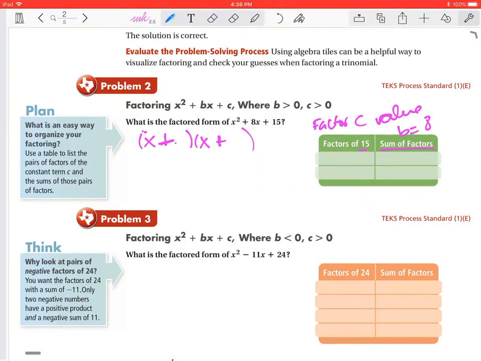All right, so my factors of 15, I have 3 and 5. I also have 1 and 15. But 1 plus 15 will give me 16, which is not what we want, so that won't work. But 5 plus 3 will give us 8, which is what we want. So our factors are going to be x plus 3 and x plus 5.